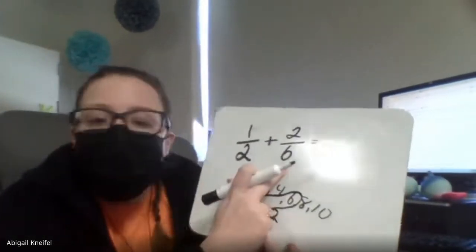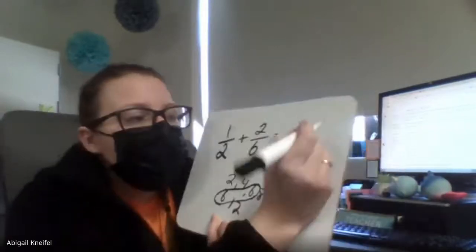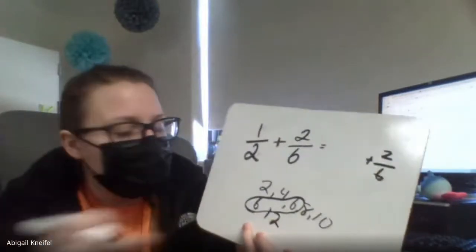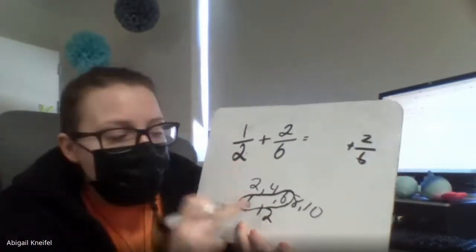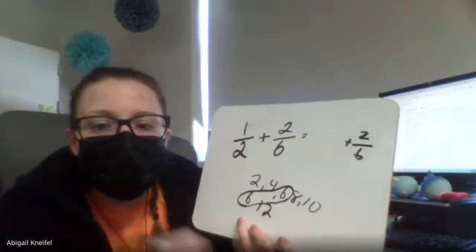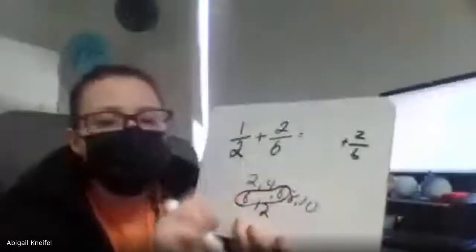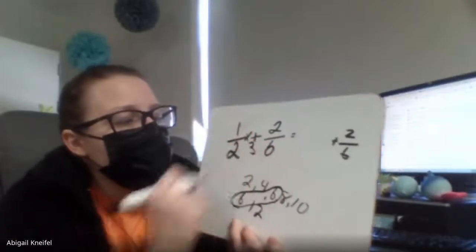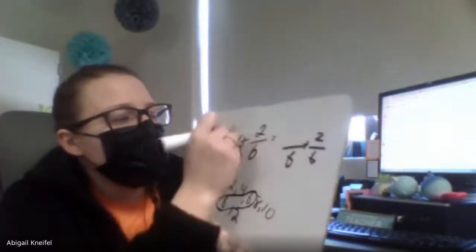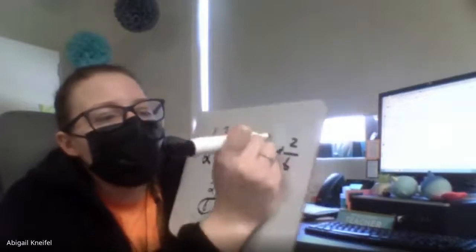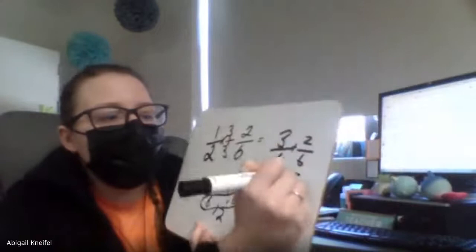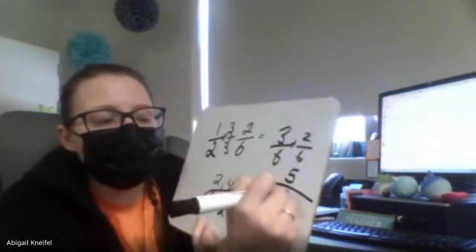That means I do not have to change 2/6. 2/6 is going to stay 2/6. That's great. Saves us less work. But we have to change 1/2. How many times do you multiply 2 to get to 6? 1, 2, 3 times. 3 times 2 equals 6. 3 times 1 equals 3. We add them together. 3 plus 2 is 5. 6 is the denominator. Our answer is 5/6.